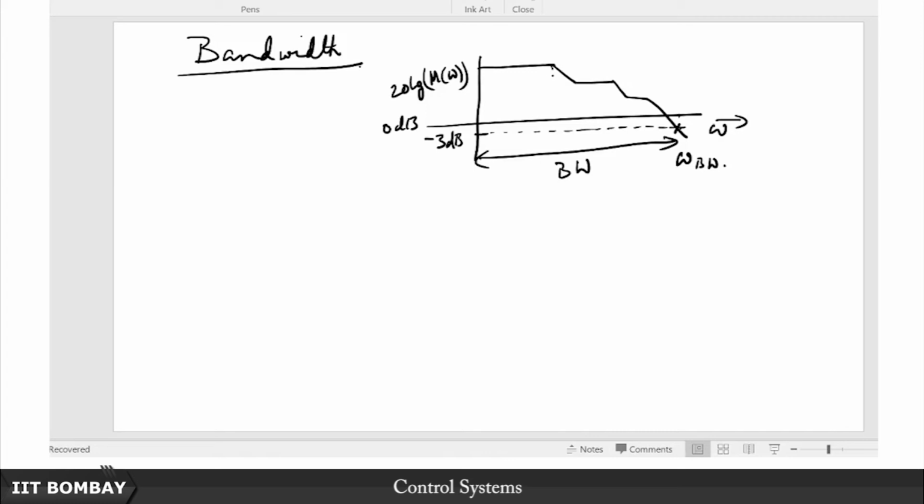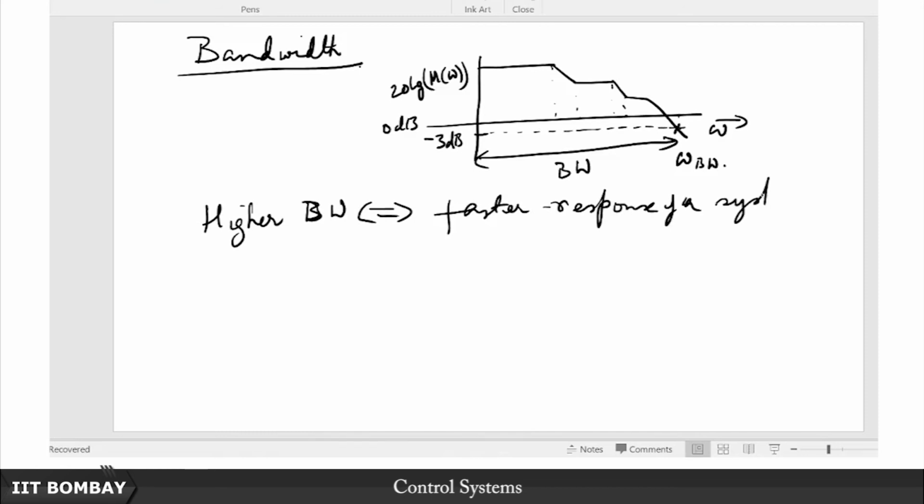So why is this bandwidth important? I am claiming, and this is where you might feel I am doing a bit of hand waving, but I assure you it is not the case, that higher bandwidth implies and is implied by faster response of a system. In fact, the bandwidth is sort of analogous to the rise time, because there are different notions of system speed, right. One notion is, of course, the settling time, which we have seen in the time domain. The other notion is rise time.